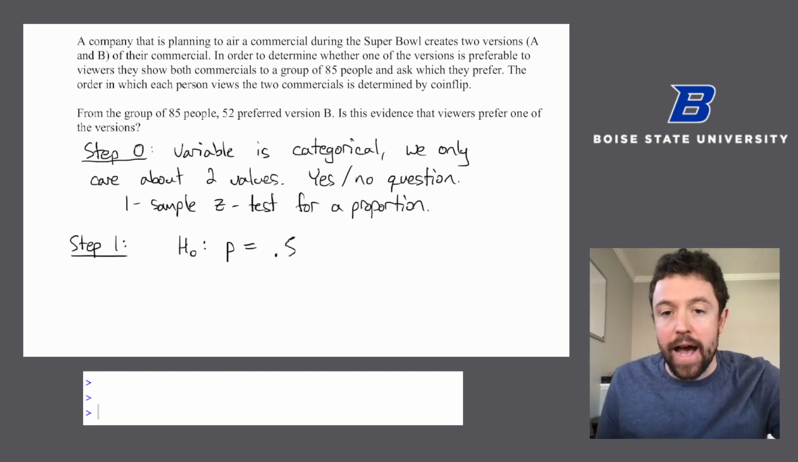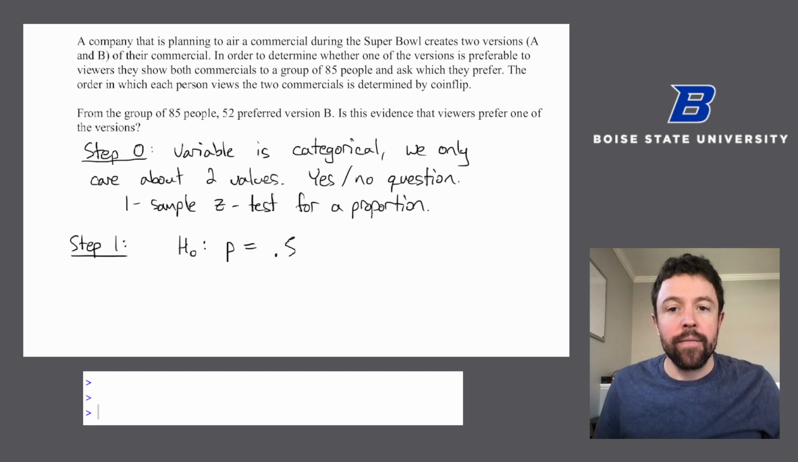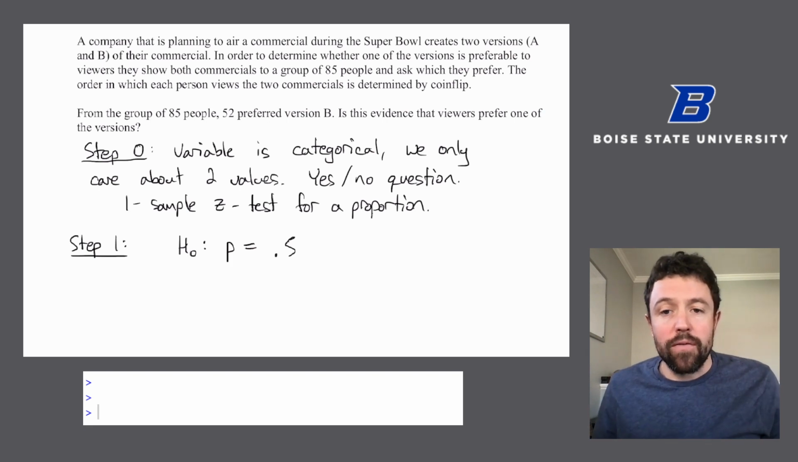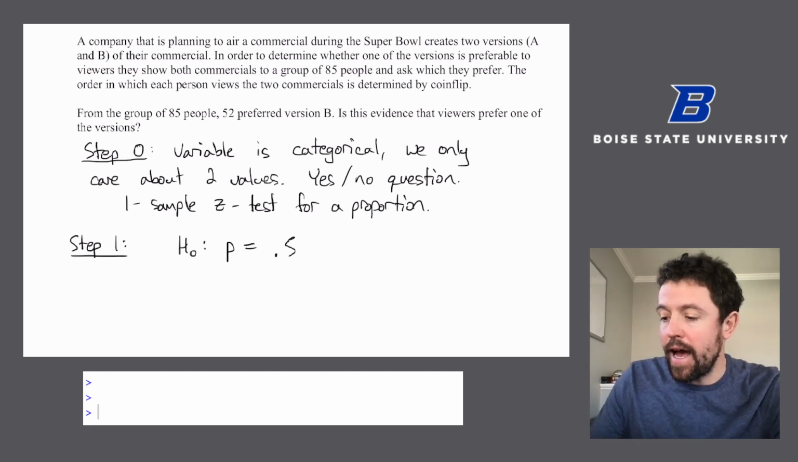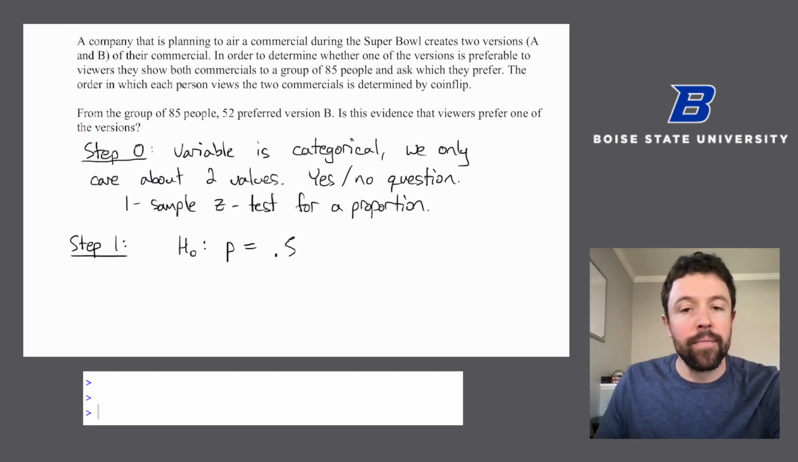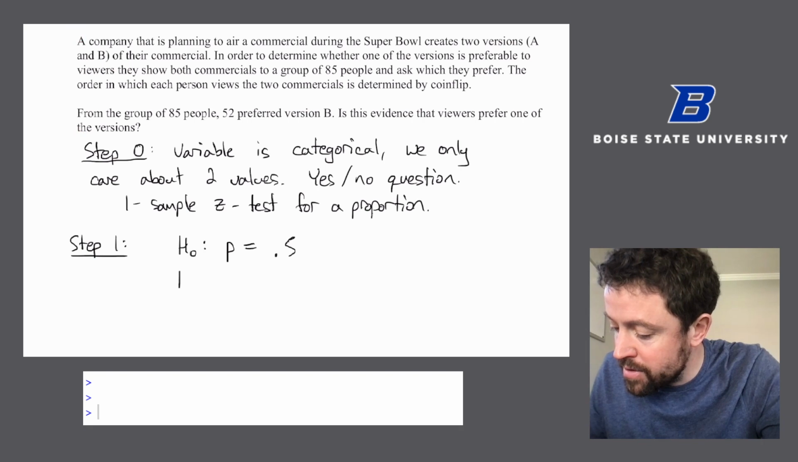That is, if in fact half of our population prefers version A and half prefers version B, that would be a situation where in fact no one really preferred, or overall there was no preference between the versions. So our null hypothesis is that P equals a half, and notice that a half doesn't show up anywhere in the prompt. So that's why it's a bit tricky.